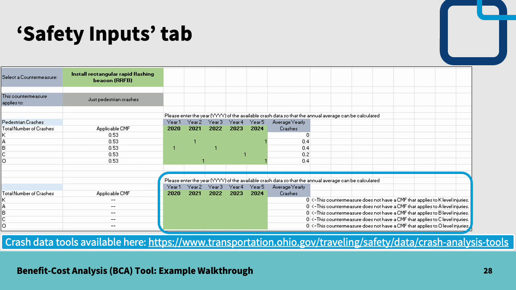In this case, the CMF for RRFBs only applies to pedestrian crashes, so we can leave the biking section blank. Note that the CMF shown is 0.53. This means that with the RRFB, we expect 53% of crashes to remain, or a 47% reduction in crashes and injuries in the build case.